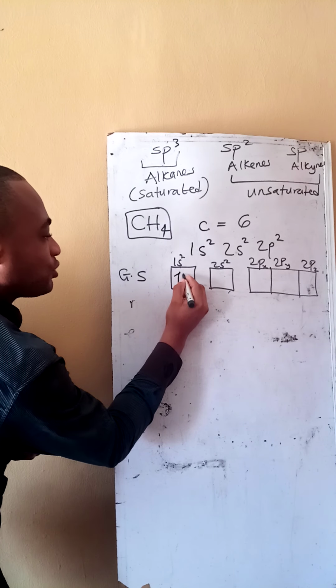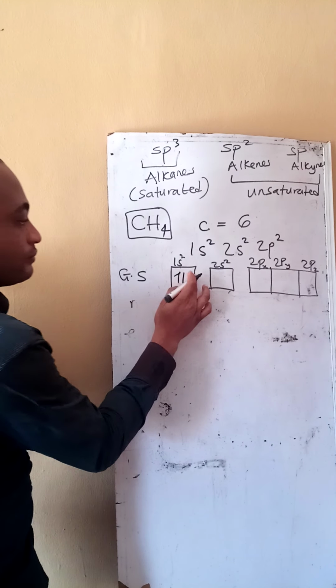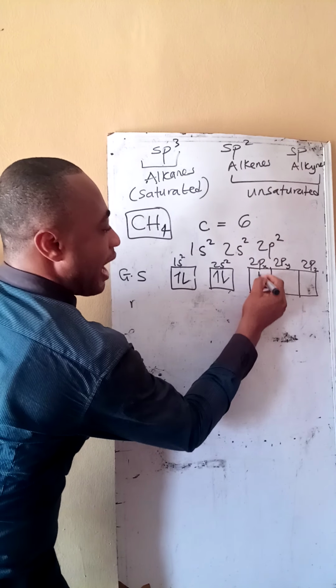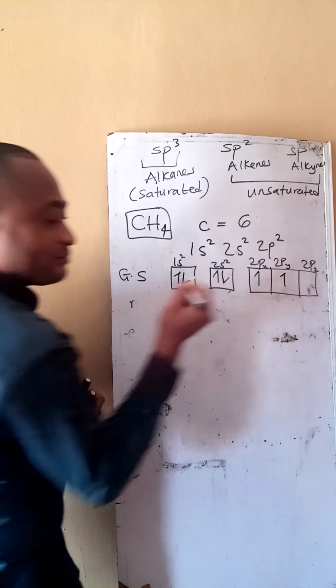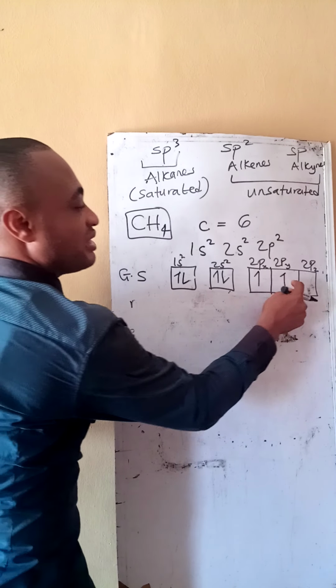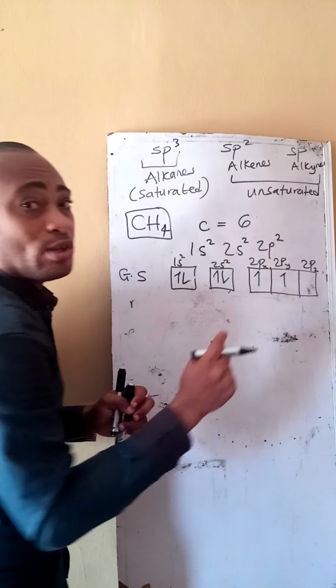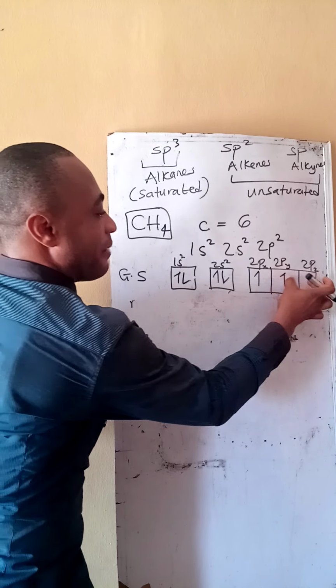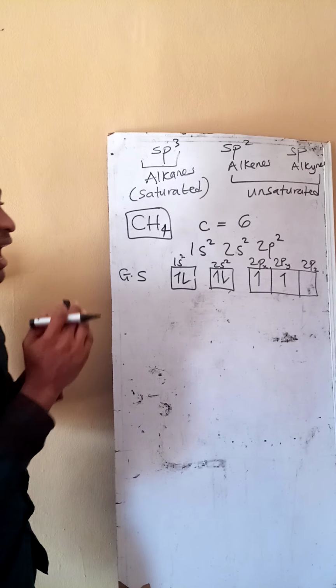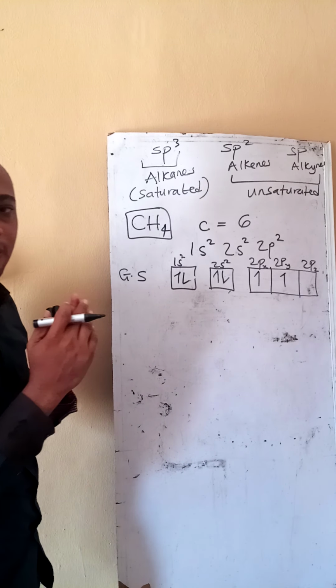Now, 1s2, I fill this. 2s2, 2 electrons, but the p, I will fill it singly. Remember what Hund's rule states. So I'm going to fill this. These are degenerate orbitals. So I am filling them singly. This is the ground state electronic configuration and orbital diagram for carbon.